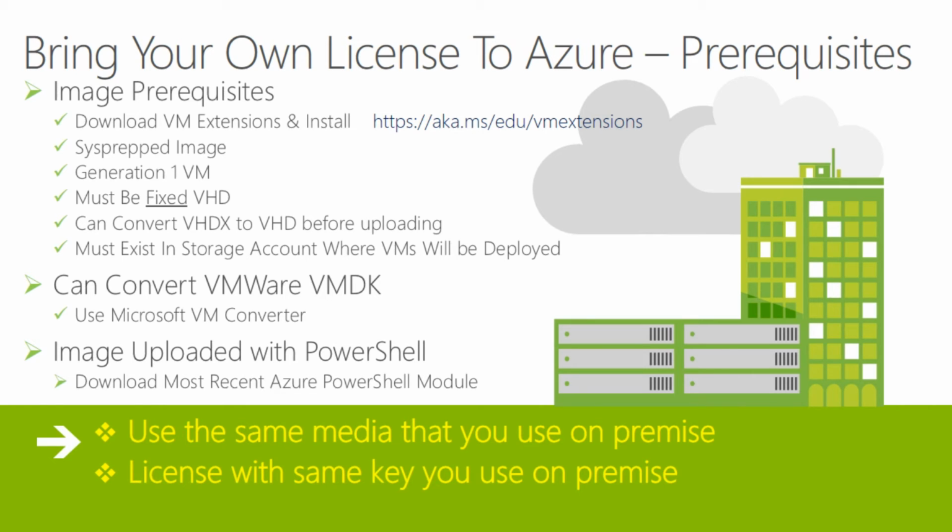Also note that you can use the same media you use on-premise if you want to start from scratch. And when you do deploy your images in Azure, you do have to provide a key as you normally would on-premise, and you'll just use your normal MAK key.